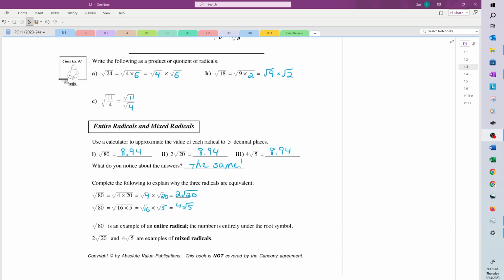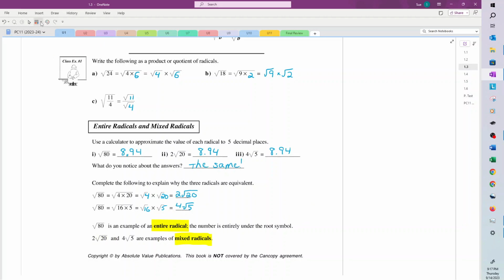All right. Hopefully you got that those three calculations, those numbers, are all equivalent, and you can work through and see why that is. So here's some more important vocabulary. Entire radical is when the whole number is under a root symbol or a radical sign, and mixed radicals are when you have part of the number inside and part of the number outside.